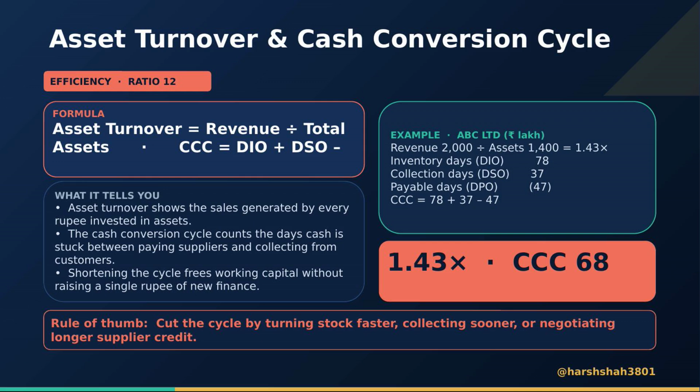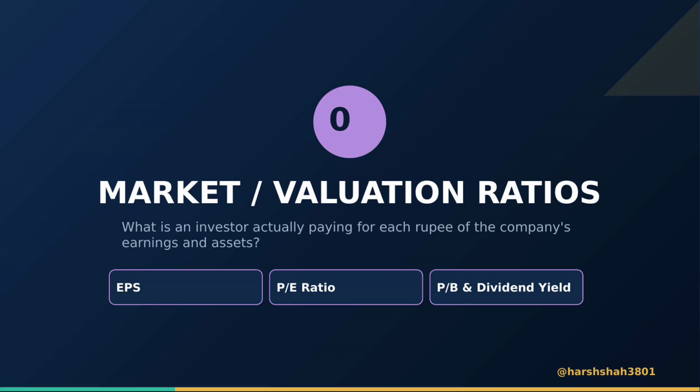By turning stock faster, collecting sooner, or negotiating longer credit from your suppliers. Fantastic! One family left. Let's move to family number 5, market or valuation ratios. These ask, what is an investor actually paying for each rupee of the company's earnings and assets? We'll cover earnings per share, the price-to-earnings ratio, price-to-book, and dividend yield.